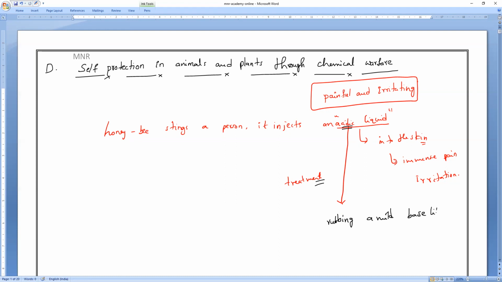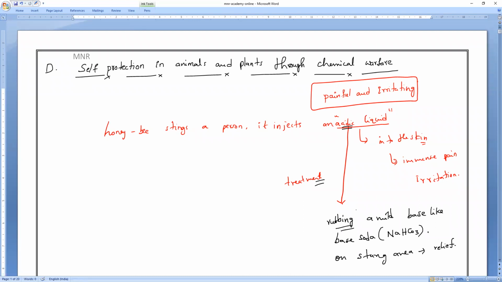If you take a mild base like baking soda, what is the scientific name of baking soda? Sodium hydrogen carbonate. So immediately rub a mild base like baking soda on the stung area, and immediately we'll get relief. So that is how we have to do it.